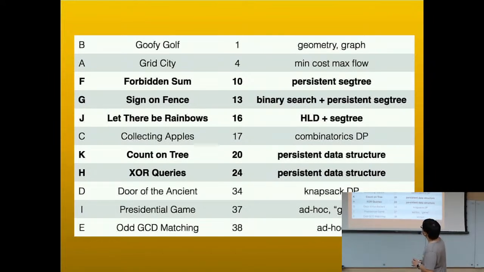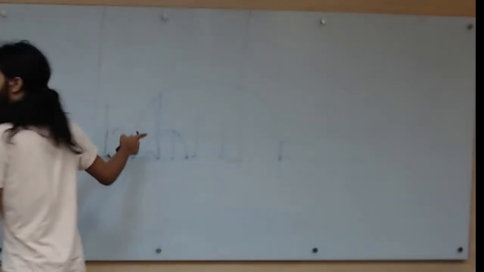Okay. Next is the Greek city. Any volunteers? Yeah. Any control? Erase this?